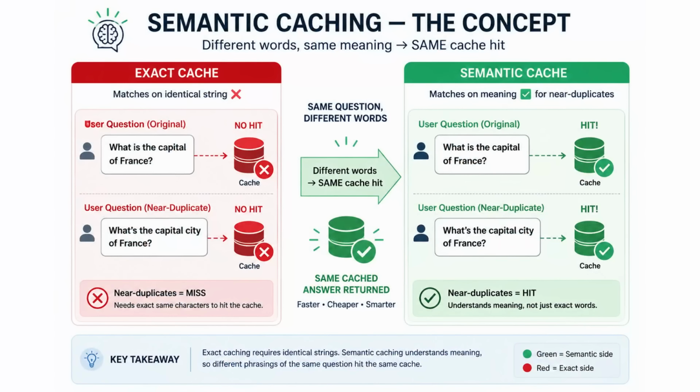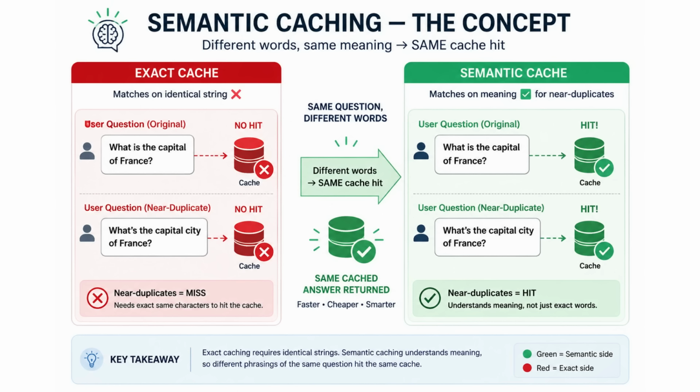Now, let's compare exact caching with semantic caching. On the left, we have exact cache. It only returns a cached response when the new request is an identical string. Even a small wording change, like asking, "What's the capital city of France?" instead of "What is the capital of France?" results in a cache miss, forcing another LLM call.